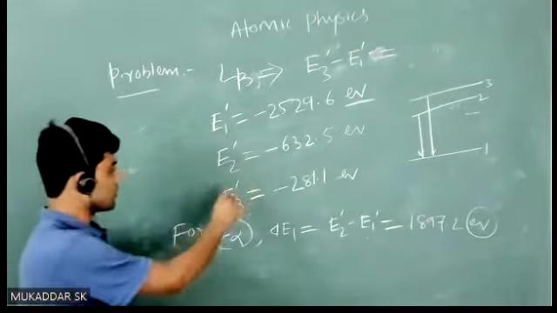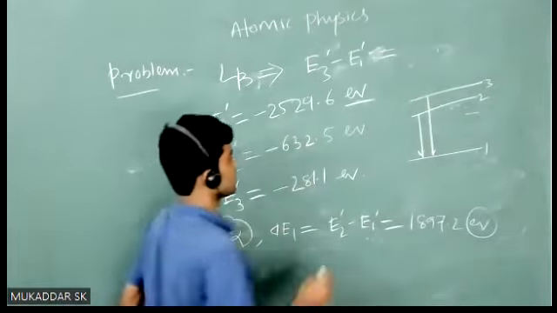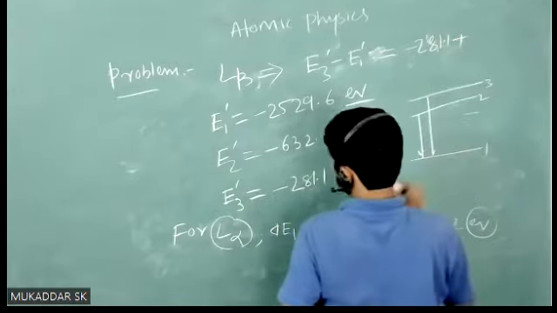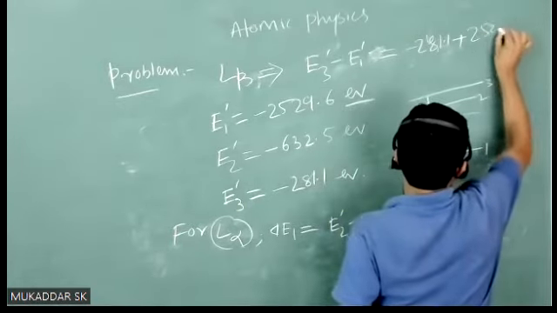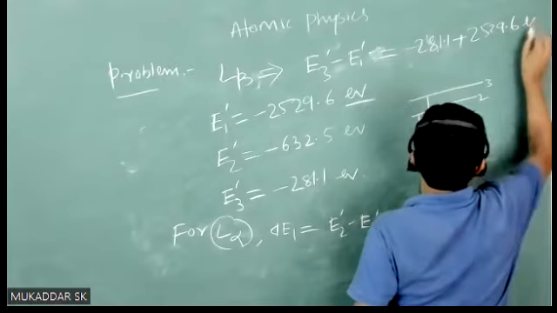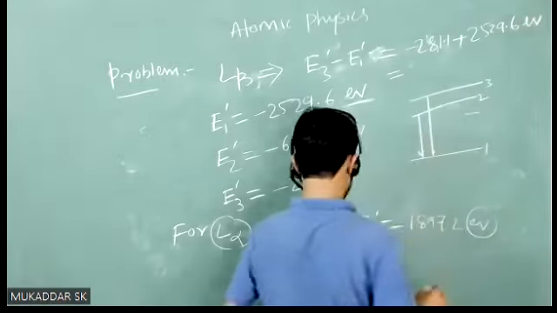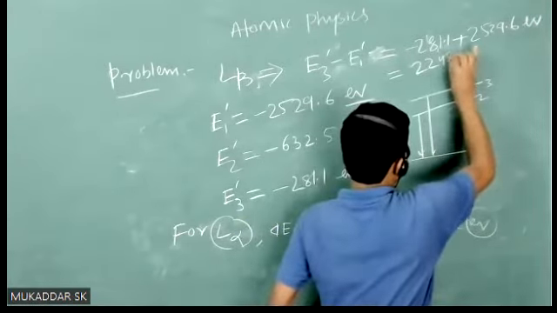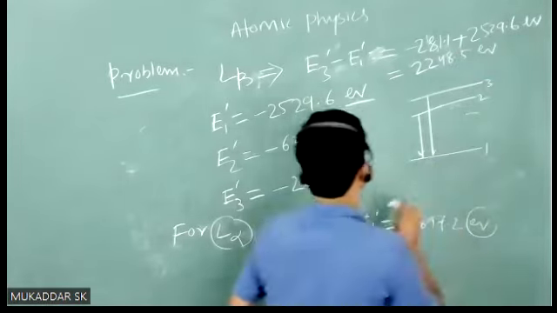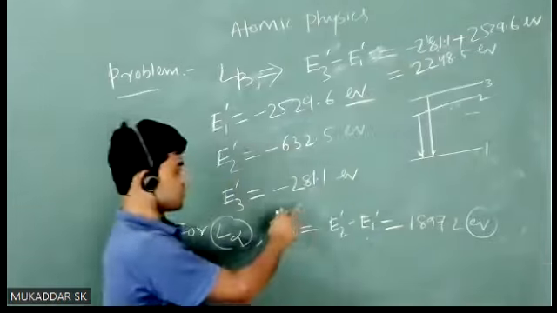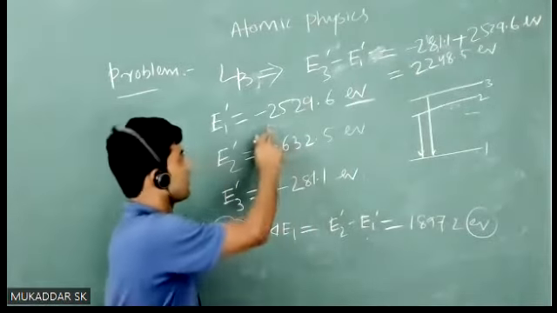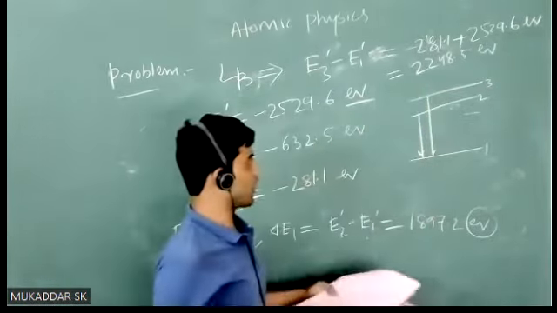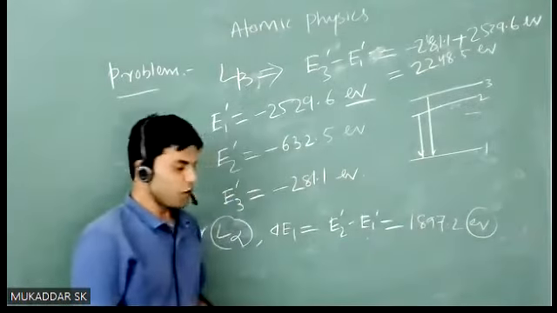Is it okay? E3 dash minus E1 dash. If you do this calculation, E3 is this, E1 is this. So basically minus 281 plus 2529.6 in electron volt. If you do this calculation, you'll get 2248.5 electron volt. So L beta means E3 minus E1. E3 is just minus 281.1, and E1 is minus 2529.6. I substituted these values and got 2248.5 electron volt.